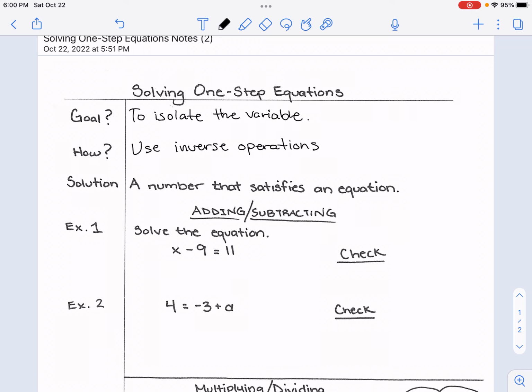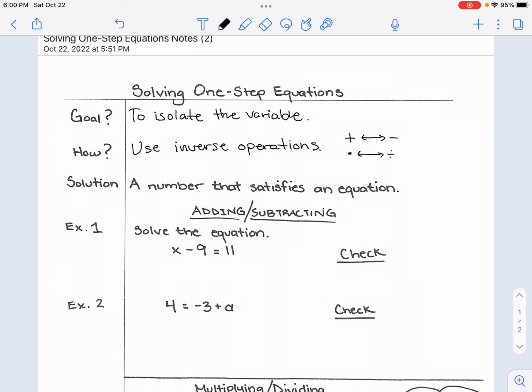Operations: add, subtract, multiply, and divide. Inverse just means it's the opposite. So an example here is addition, that is the inverse of subtraction. Multiplication, represented with a dot, that is the opposite or inverse of division. Typically we'll see that in the form of a fraction. All right, and we're trying to find the solution. So a solution is a number that satisfies an equation.